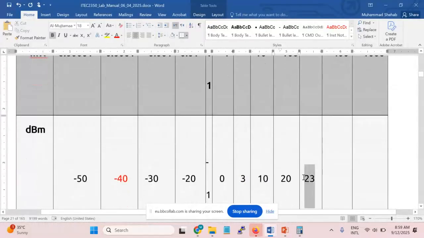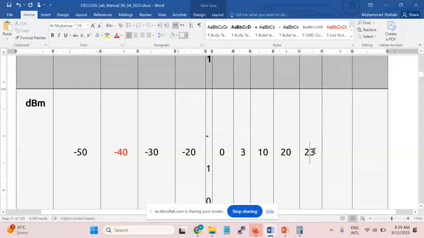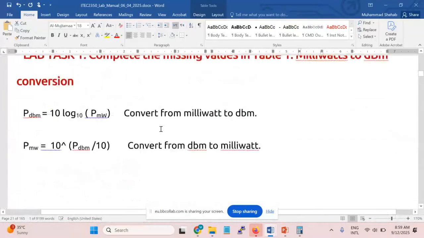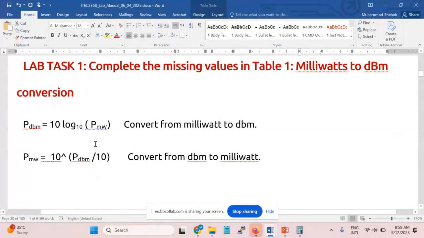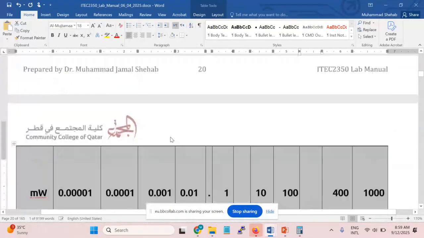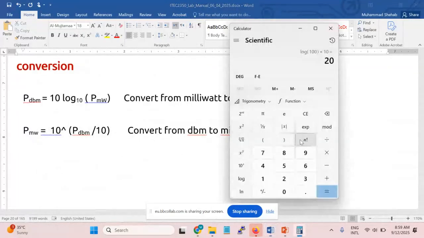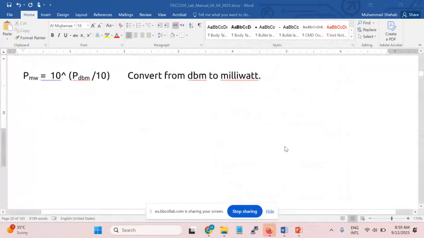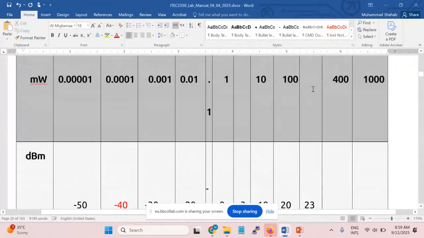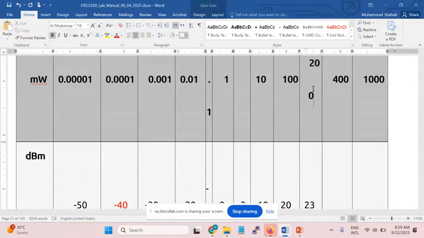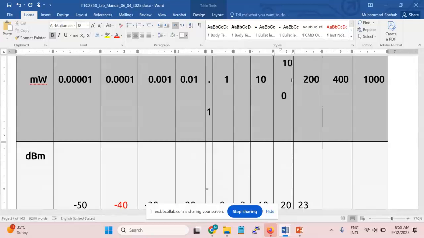And what about 23? If the power in dBm is 23, how much is it in milliwatt? This is very important because I will calculate it in two ways. 23 divided by 10, 2.3. I will take 10 power 2.3, which equals around 200. Can I calculate this in another easy way?